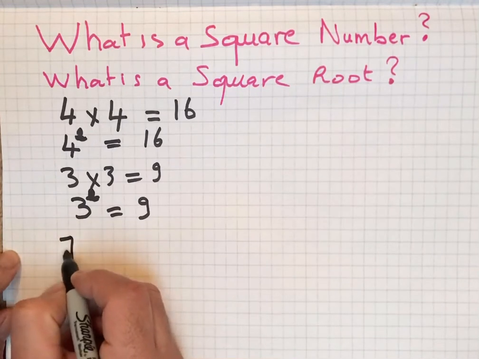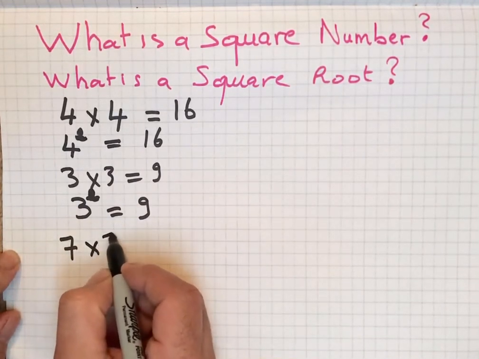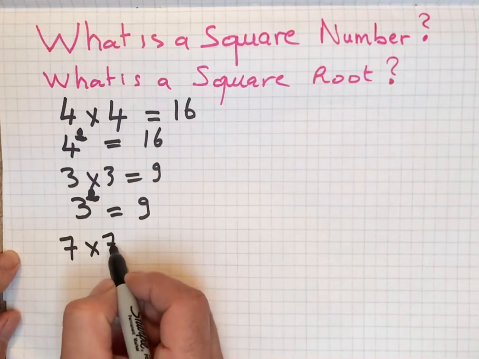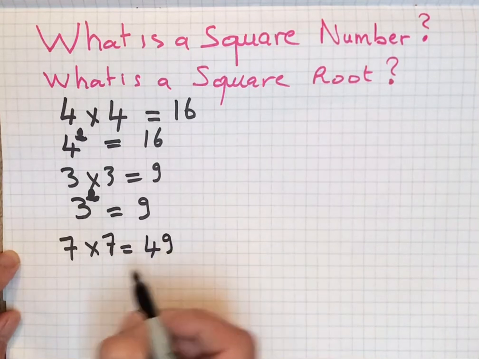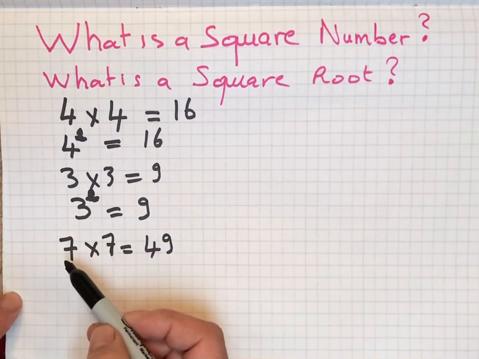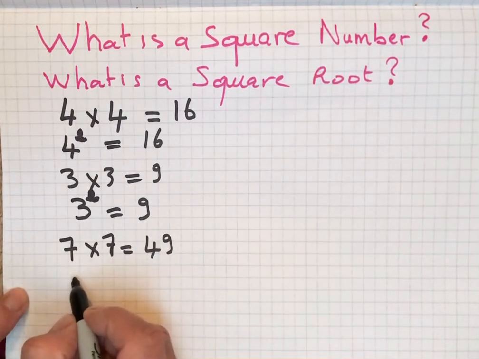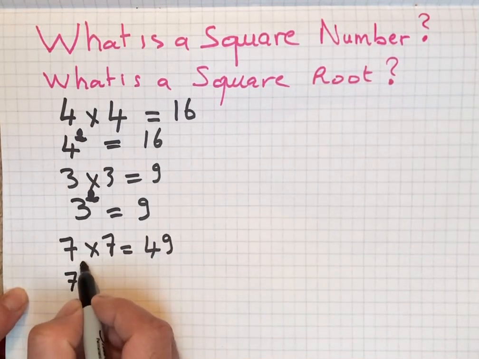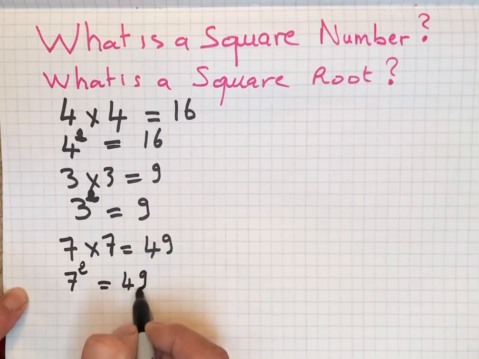Another example: 7. If we multiply 7 by itself, 7 times 7, the answer is 49. So the square number of 7 is 49. We can write it this way: 7 squared equals 49.